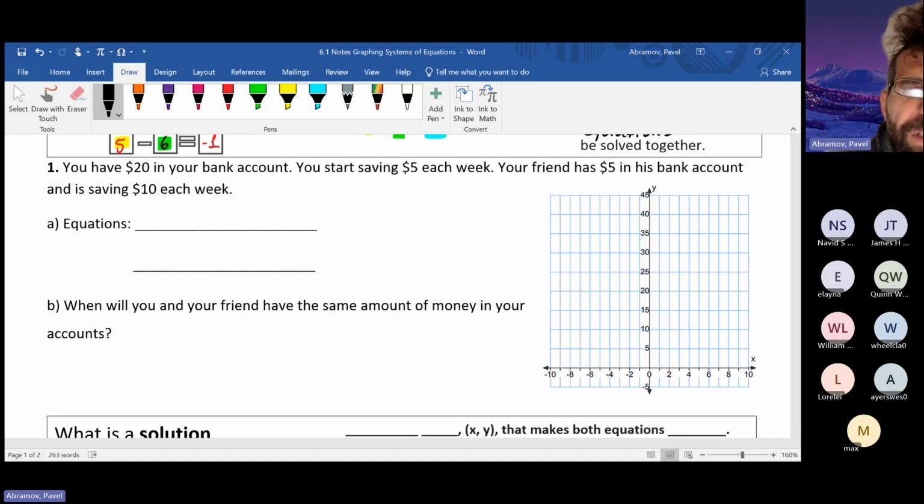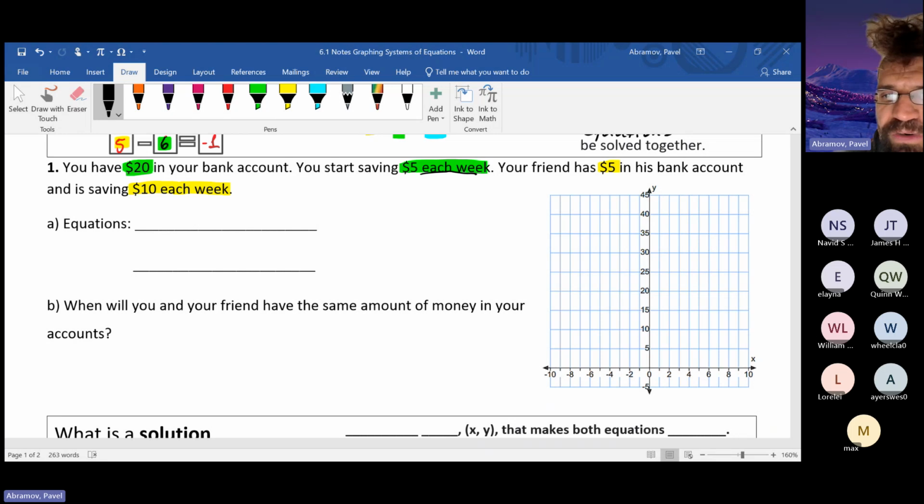So let's say you have $20 in your bank account and you start saving $5 each week. And then you also have a friend who has only $5 in their bank account, but then they're saving $10 each week. Okay, so you have $20 and you save $5 each week, and your friend has only $5, but your friend saves much more money. Your friend saves $10 each week. So first of all, we want to write out the equations for the situations.